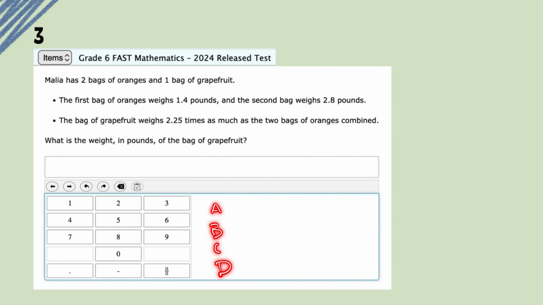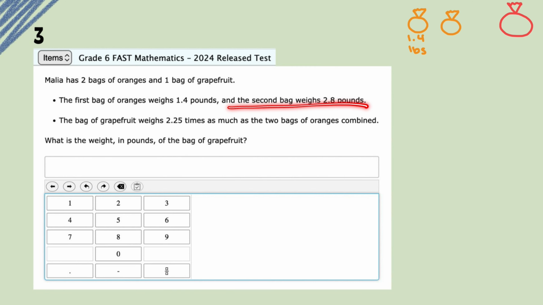My approach, you cannot use a process of elimination, right? So my approach is going to be to draw it. So let's go ahead and draw what Malia is doing with all of this fruit. The first bag of oranges weighs 1.4 pounds. So let's go ahead and label that. And then it says the second bag weighs 2.8 pounds. And we know it's talking about oranges because it's in the same bullet point.